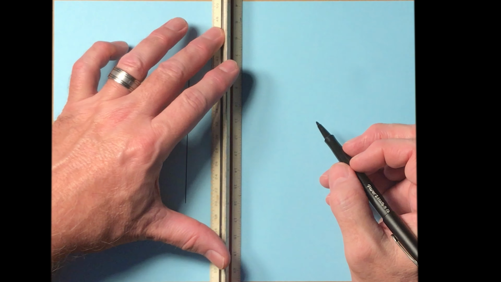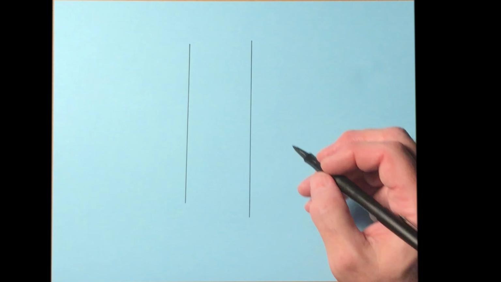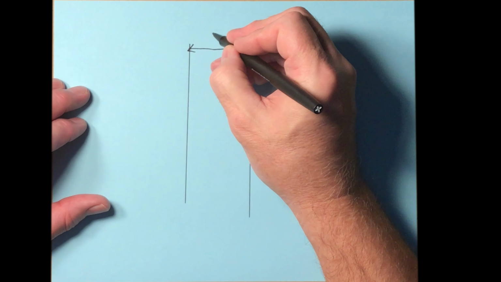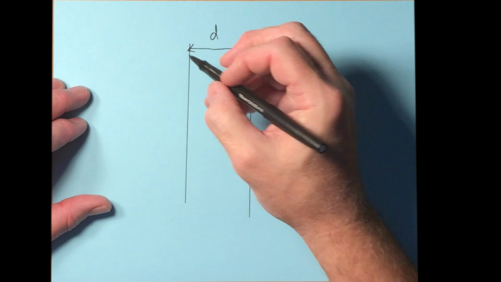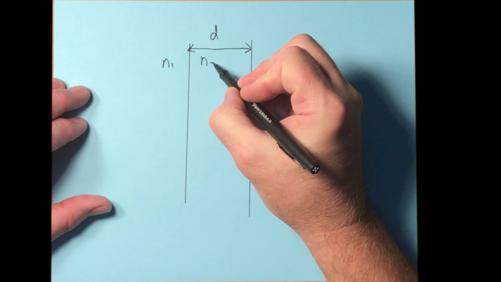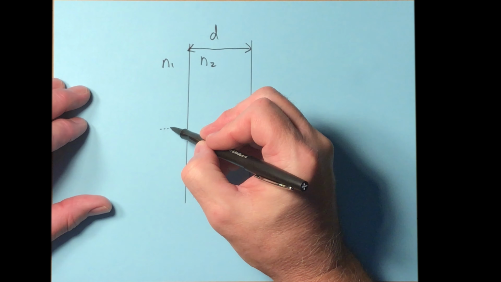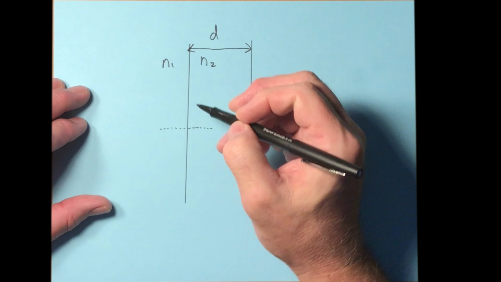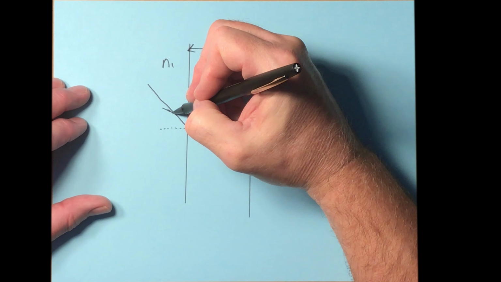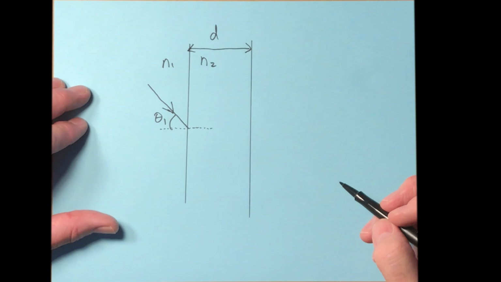Let's say that I have an interface here that has some thickness from there to there. We'll call that thickness D. And over here I have an index of refraction that's N1, and over here is N2. That makes this the incident side. So let's draw a normal to the surface here of light coming in at some angle there. And this would be theta 1.